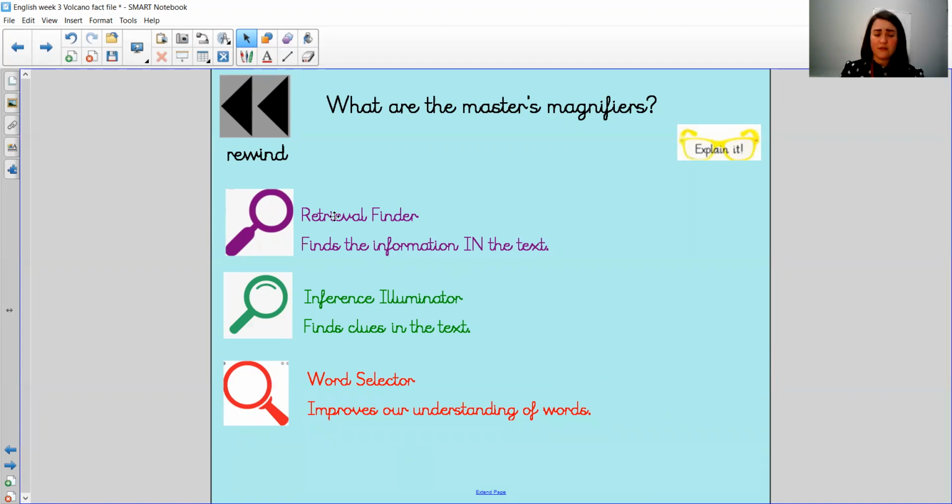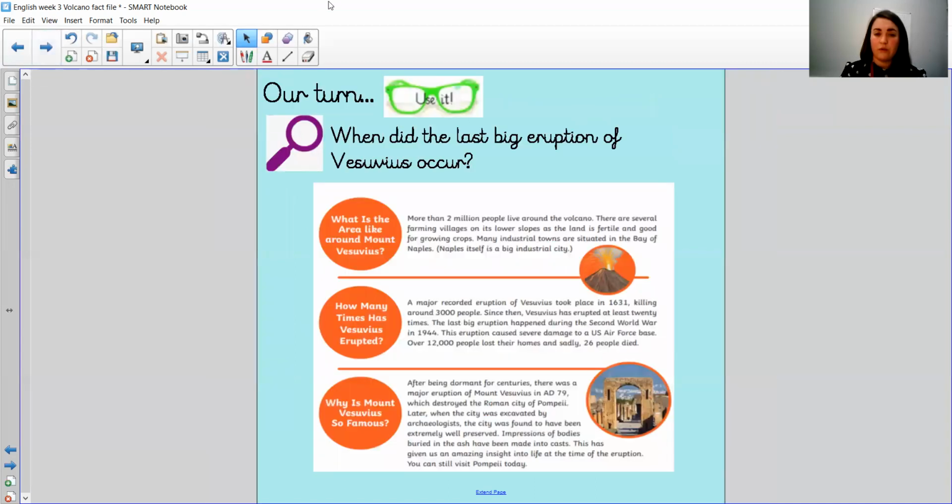So you might have said the blue Masters magnifier, that is our prediction magnifier. That's where we make predictions based on what we know, predictions based on what might happen in the story. We usually make predictions at the start of a new class text to decide what we think the class text might be about. Okay, so this is the one we're going to be focusing on today. We're going to be trying to use the retrieval finder. Now that finds the information in the text. So we're going to go through this process again.